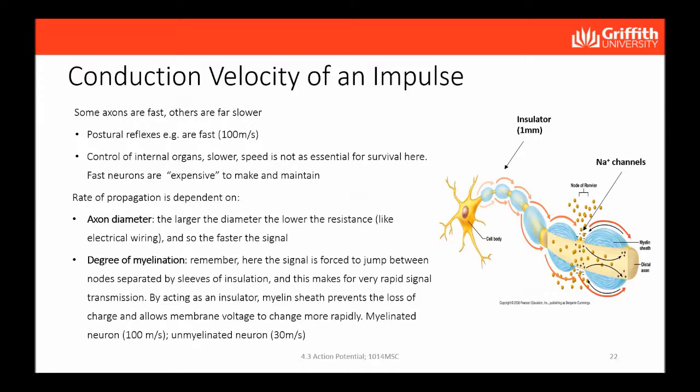By acting as an insulator, myelin sheaths prevent almost all charge from leaking from the axon and allow the membrane voltage to change more rapidly. Here, the signals are forced to jump between the nodes separated by the sleeves of insulation, and this allows for very rapid signal transduction.